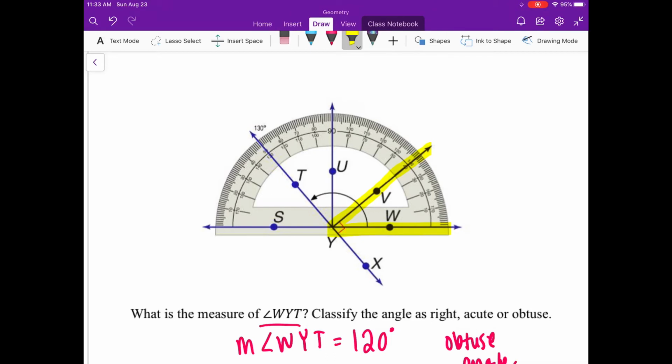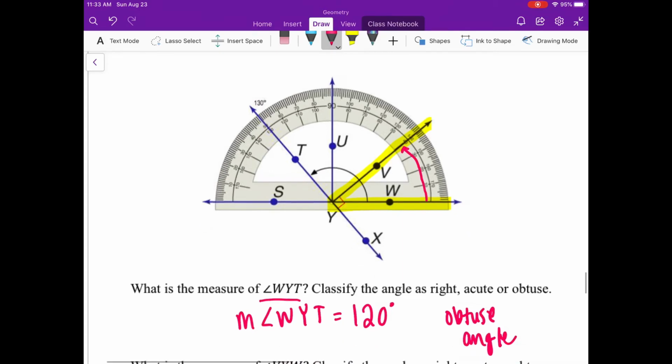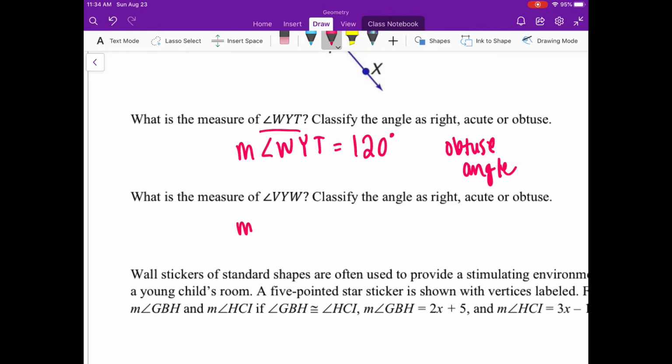So it looks like my angle is again laying on the same side. So 0 is on the inside here. I'm going to go until I see the other end, and it stops at 40. So since that is less than 90 degrees, that is going to be an acute angle.